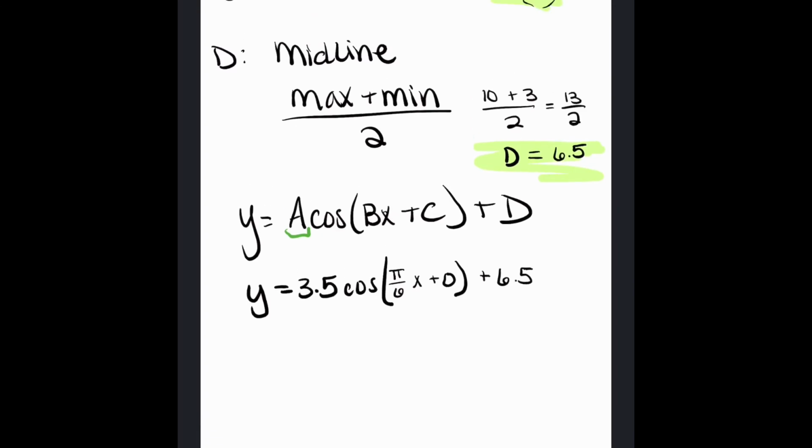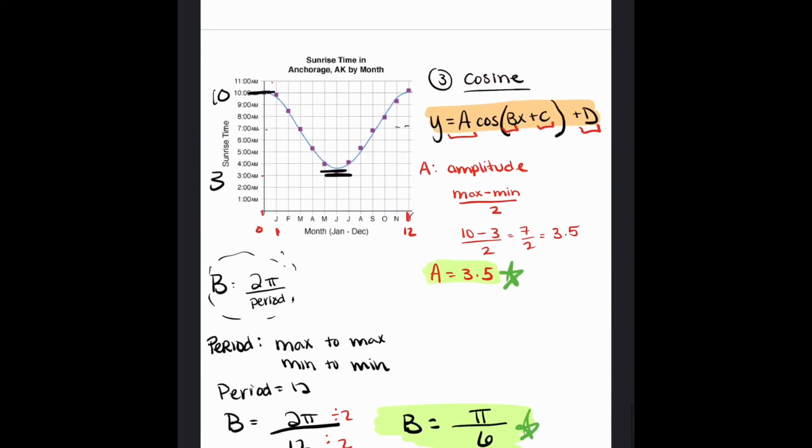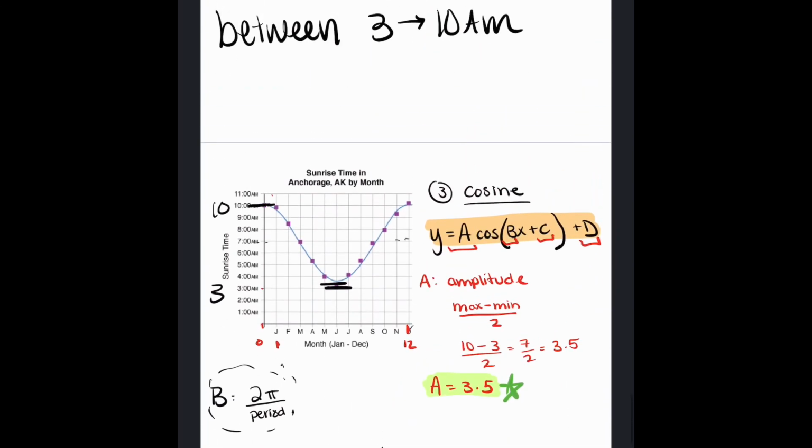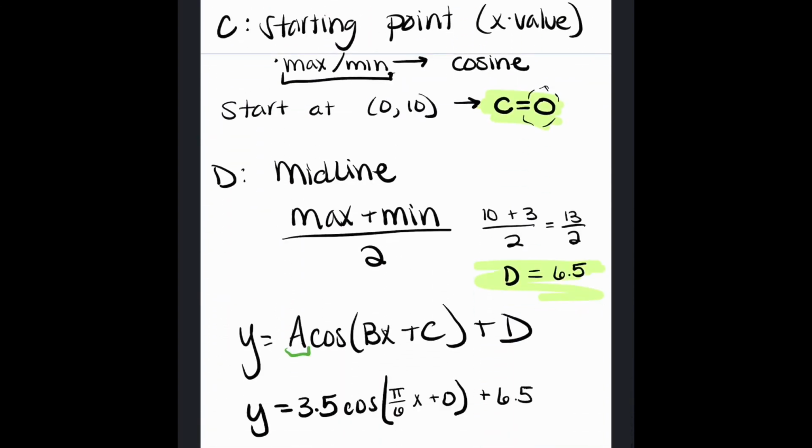Oh, sorry, I didn't go back up and draw my D value on the graph, just so you can see that 6.5 perfectly splits this graph in half. So if I go to 6.5, that's right about here, and that's where it's going to split the graph. Sorry, that was a side note.